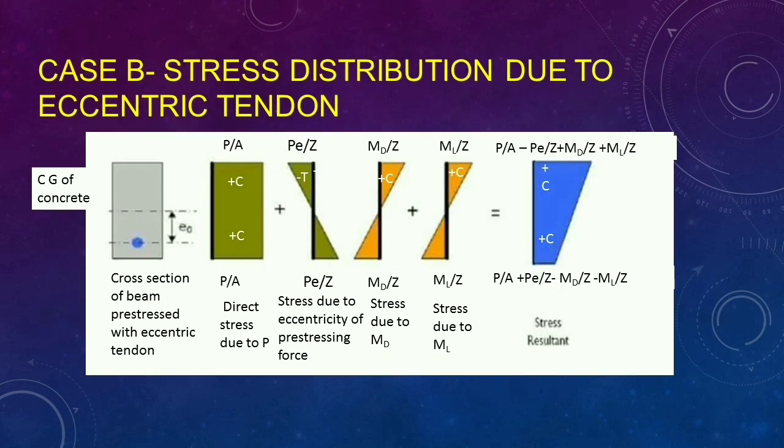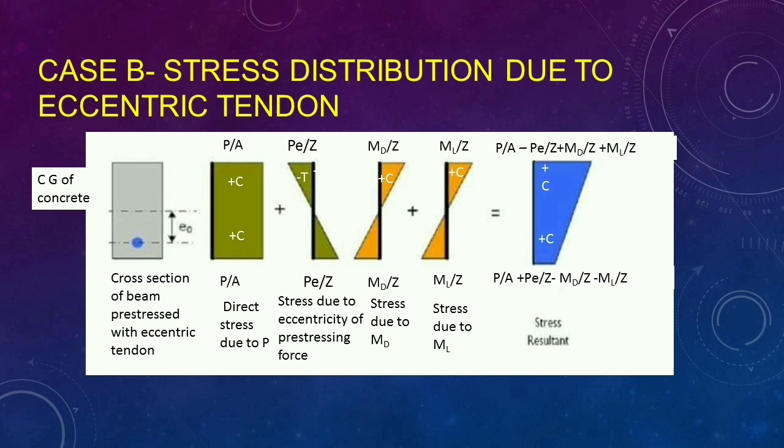Next, case B, stress distribution due to eccentric tension. Here, center of gravity of steel and concrete are not the same. The beam is prestressed with an effective prestressing force P at an eccentricity e with respect to centroidal axis of the beam. The cross-section of beam is shown in first figure. Second figure represents the direct stress due to prestressing force, which is P by A, and it is compressive in nature. Third figure shows the stress due to eccentricity of prestressing force, which is Pe by Z. It is tensile at the top and compressive at the bottom.